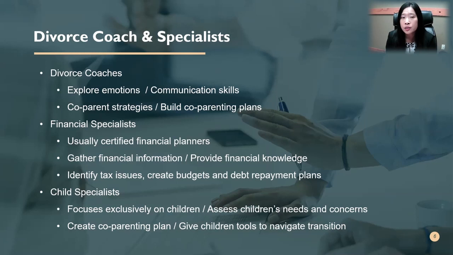Then parties might also hire financial specialists, who are usually certified financial planners. These people will gather financial information. They can give some financial advice. They can identify tax issues, help parties with budgets, or if they have lots of debts, they might do complex debt repayment plans. Then a team might also include child specialists. They focus very exclusively on the children and the children's needs and concerns. They chat with the children in a neutral environment. They create co-parenting plans based on the needs and desires of the children. And they talk to the kids to make sure the children have the tools required to navigate all the transitions and the separation.